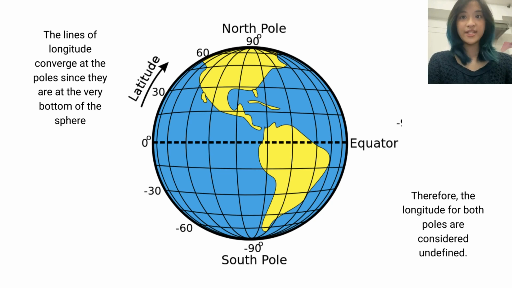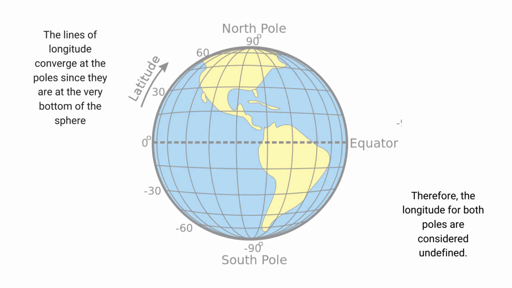In terms of longitude, although longitude theoretically exists on every surface of the Earth, this becomes more and more undefined when it comes to the North and South Poles. The lines of longitude converge at the poles since they are at the very bottom of the sphere, or the planet. Therefore, it is quite difficult to assign a specific value to them. Therefore, the longitude for both poles is considered undefined.